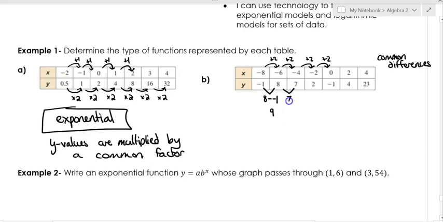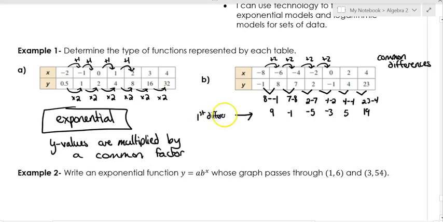All right, then the 7 minus the y value right before it. You got to do it in this order. The 7 minus the 2 is -5. That means it's going down by 5. And then -1 minus the 2. Then 4 minus -1. And 23 minus 4. Okay, so what you just found here, these are called the first differences.